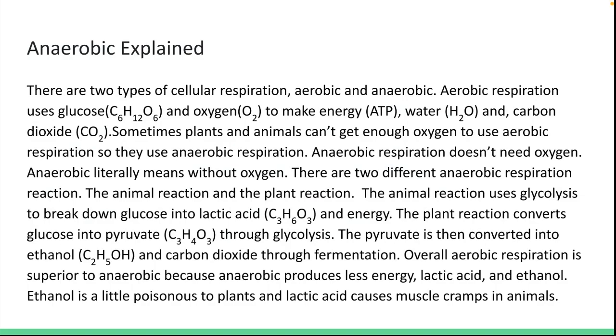Overall, aerobic respiration is superior to anaerobic respiration because anaerobic produces less energy, lactic acid, and ethanol. Ethanol is a little poisonous to plants, and lactic acid causes muscle cramps in animals.